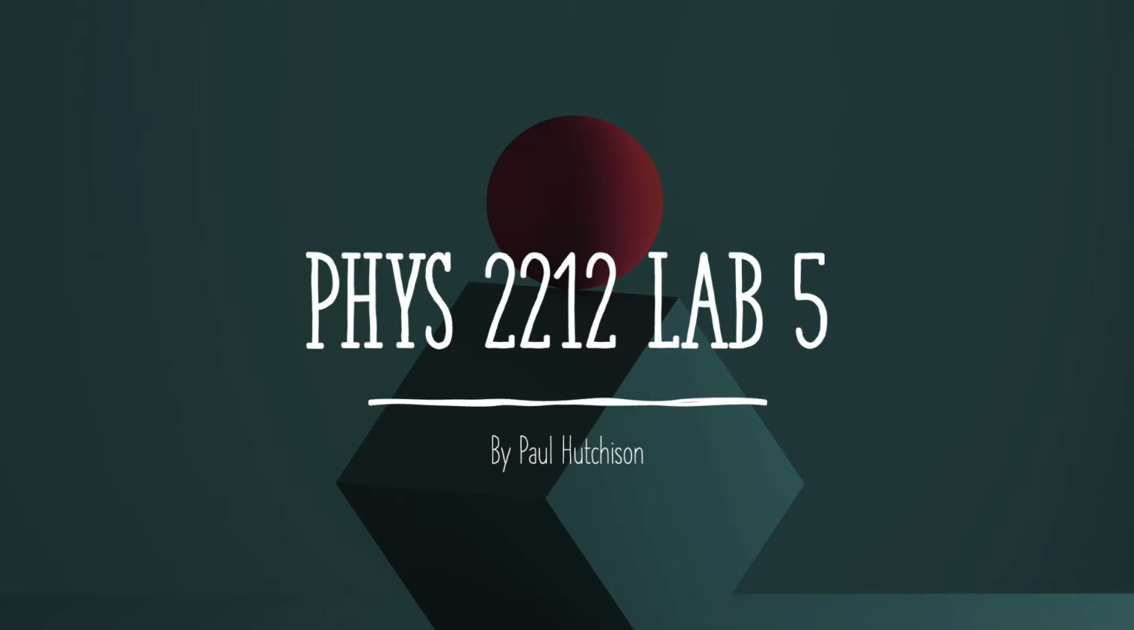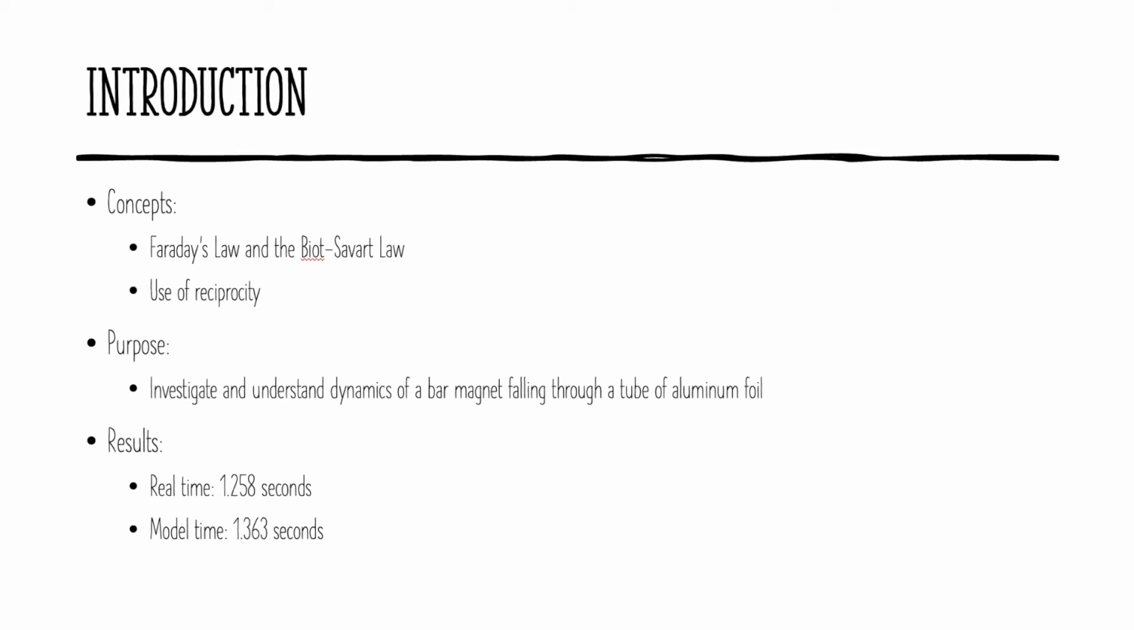Hello, and welcome to my Physics 2212 Lab 5 report, where we will be covering Faraday's Law. In this lab, we will be dropping a magnet through a roll of aluminum foil to understand the effects of induced currents having an effect on the falling magnet. To do this, we'll be applying Faraday's Law and the Biot-Savart Law to understand the magnetic interactions. We will also apply Newton's second and third laws to show how reciprocity affects the system.